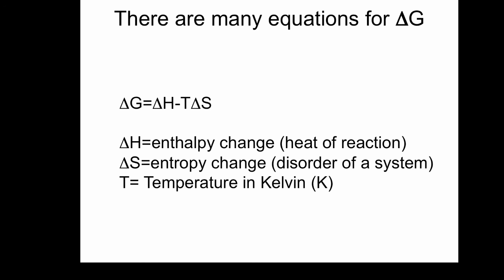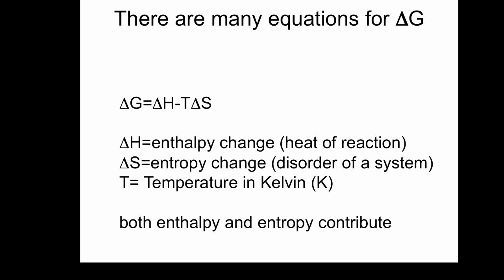There are many equations for delta G. This is one of them, where delta G equals delta H minus T times delta S. So delta H is the enthalpy change of a reaction, or the heat change of a reaction. Delta S is the entropy change, so the change in disorder of a system. And T is the temperature in Kelvin, or K. Ultimately, this equation shows that changes in both enthalpy and entropy contribute to whether a reaction is favorable or unfavorable.